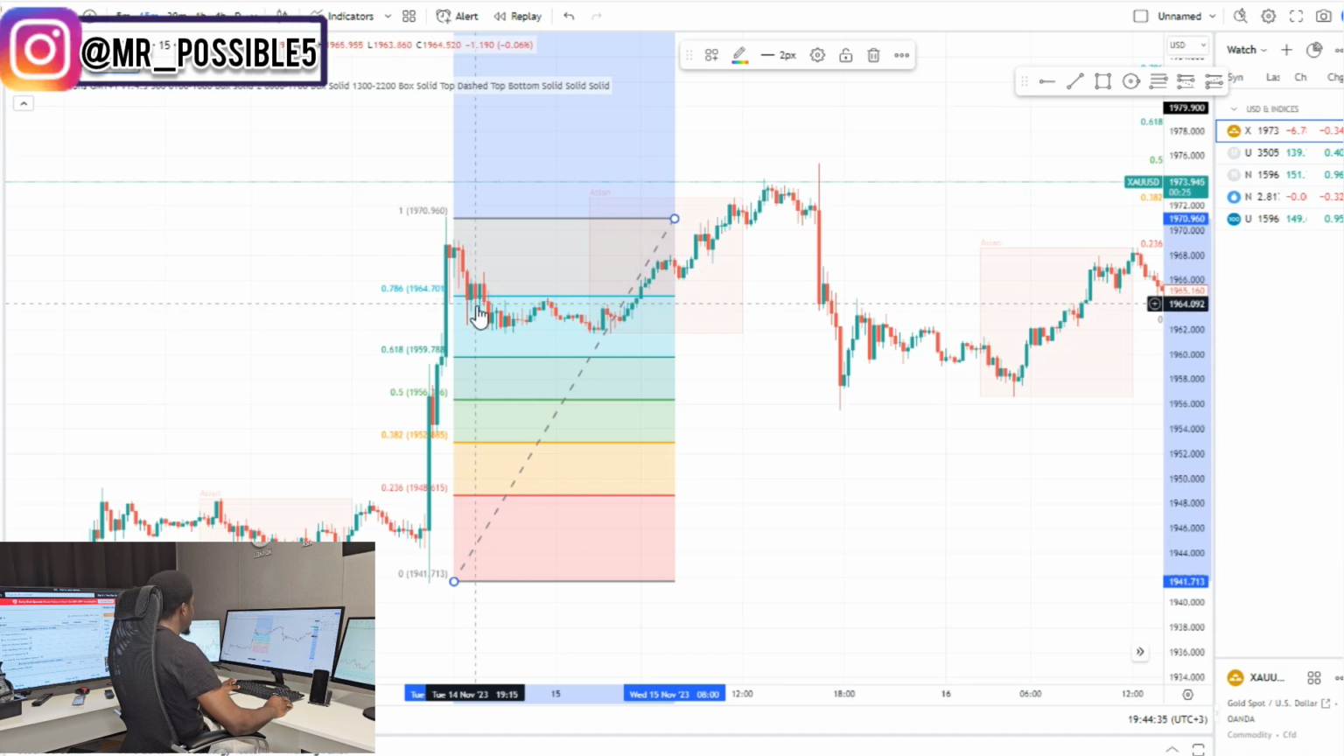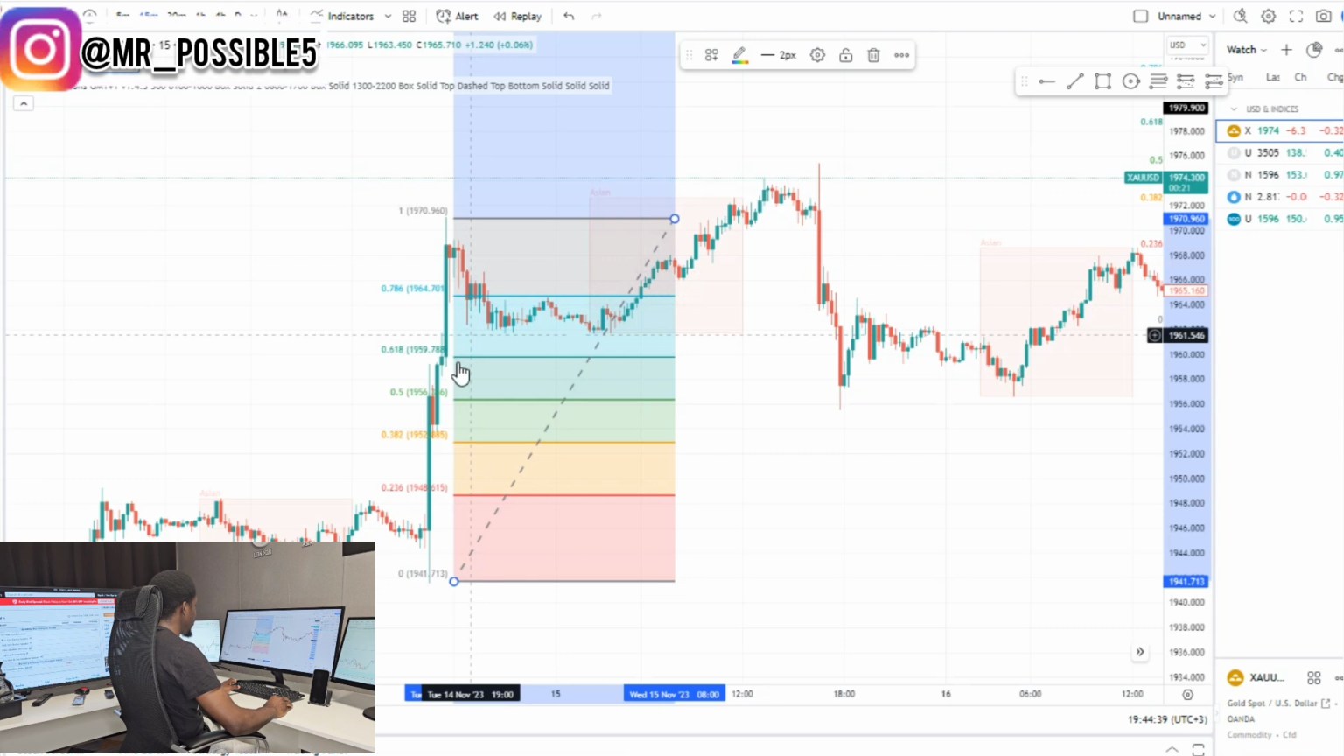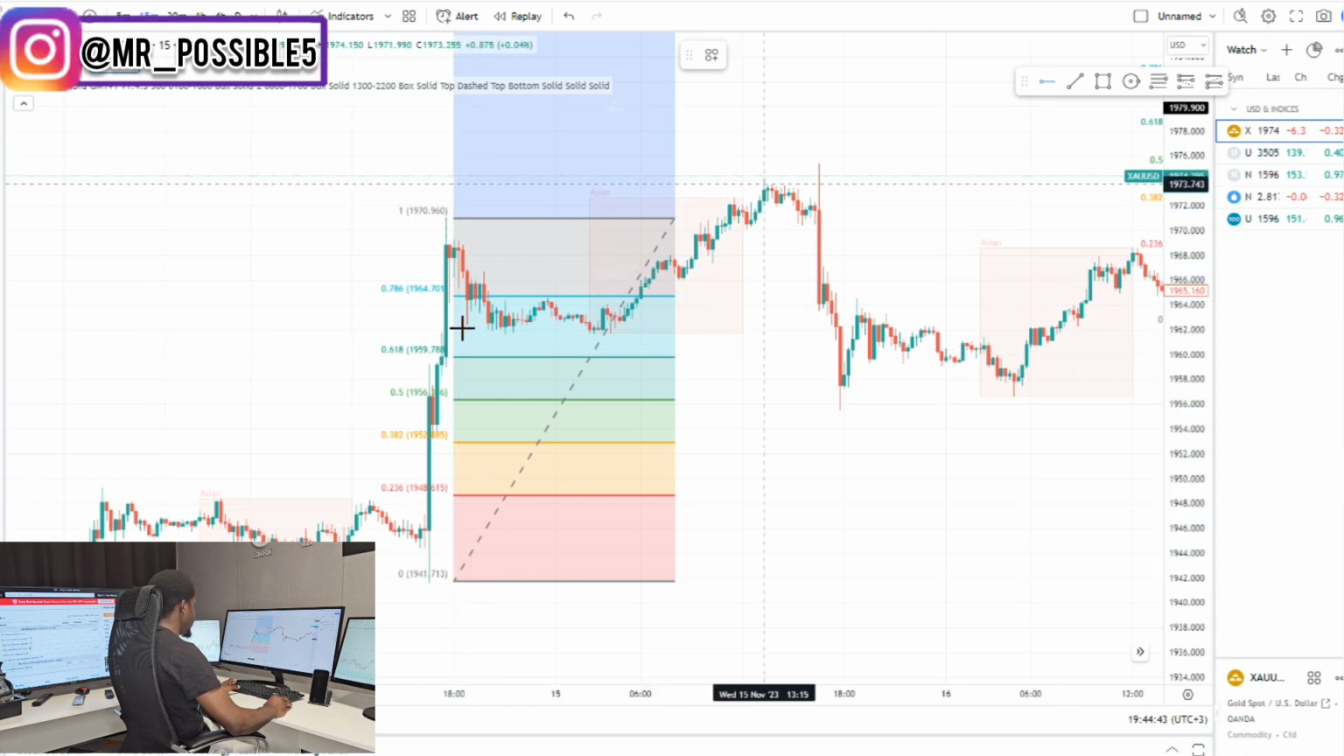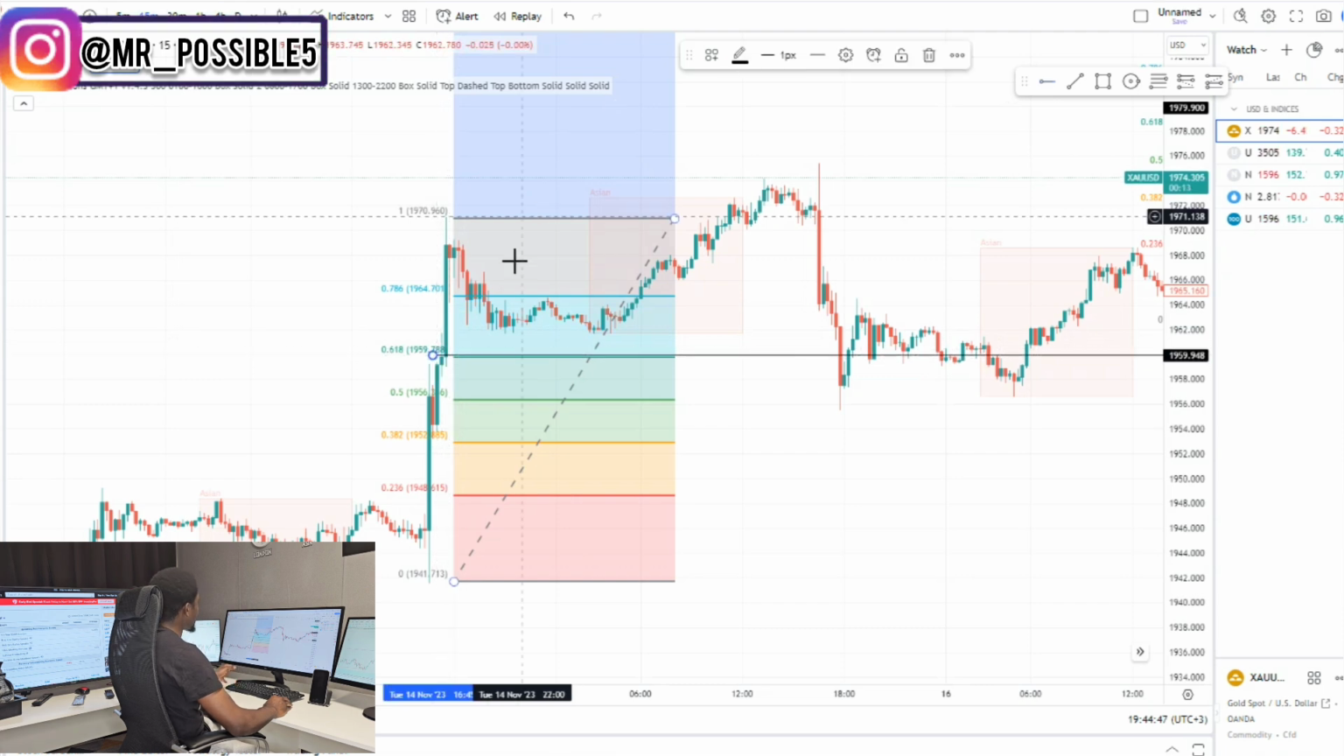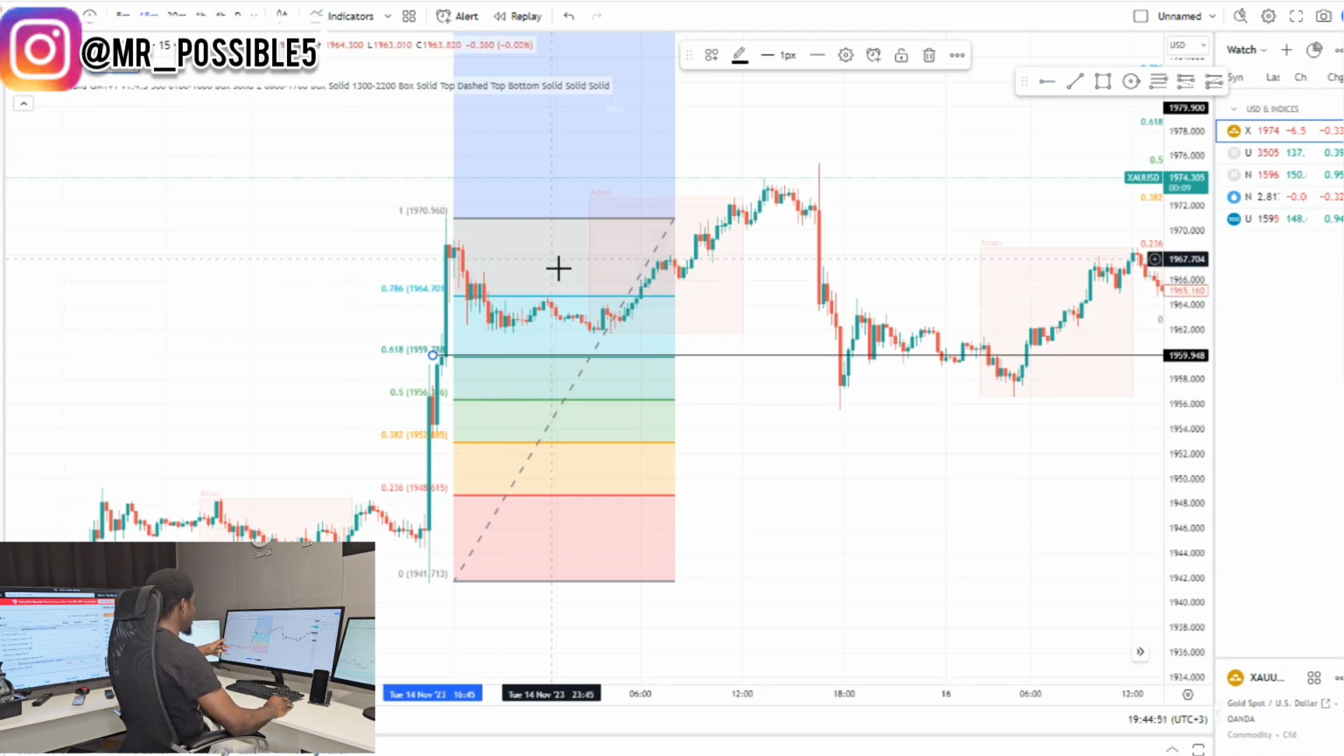Now, where do I place my stop loss? I simply place my stop loss on the previous low, which was this candlestick, right? Now, I place my stop loss here, right? I simply place my stop loss here, right? Boom, that's it. Now, after placing my stop loss, what I'm looking for next is the previous high, right? That's the previous high that I'm looking for.